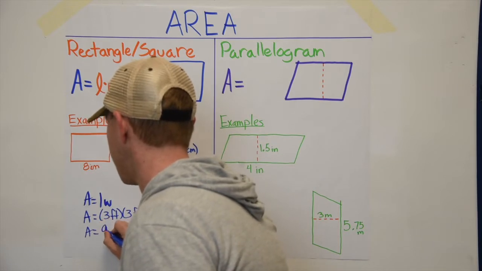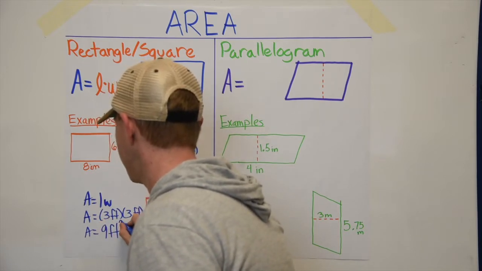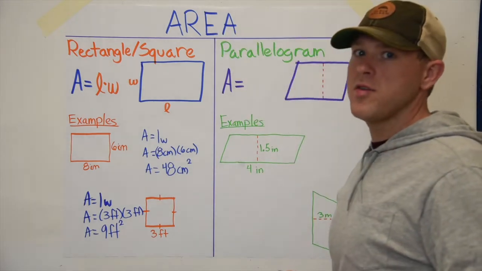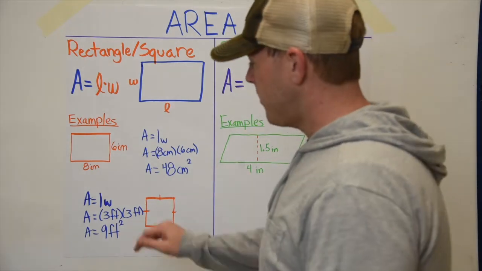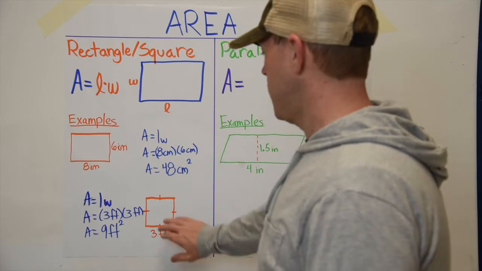Well, 3 times 3 is 9, and I have feet squared. Make sure you don't leave off that unit. You've got to include the unit there. So we have 9 feet squared.